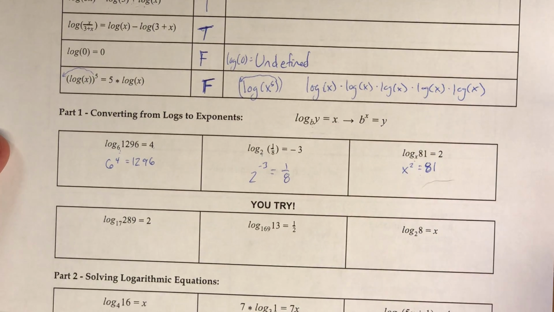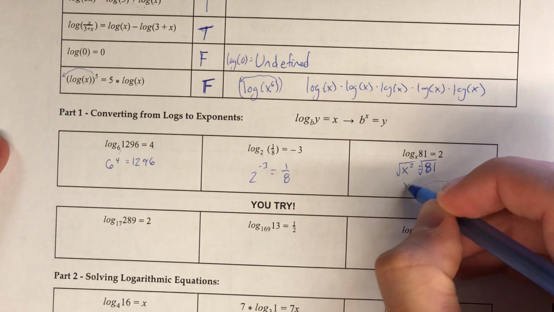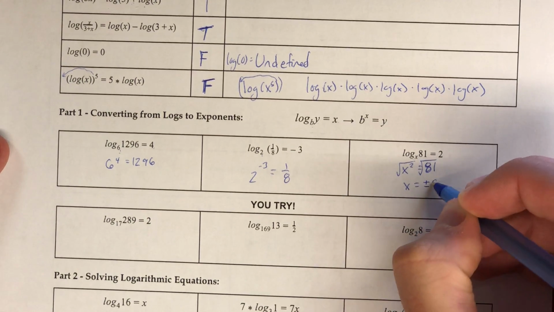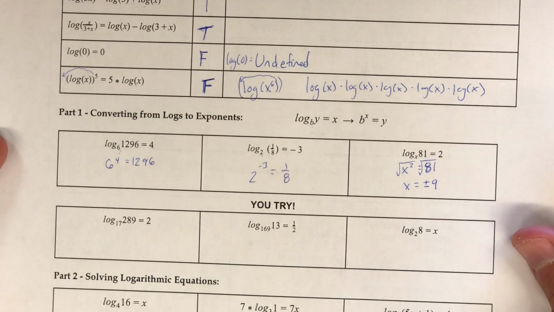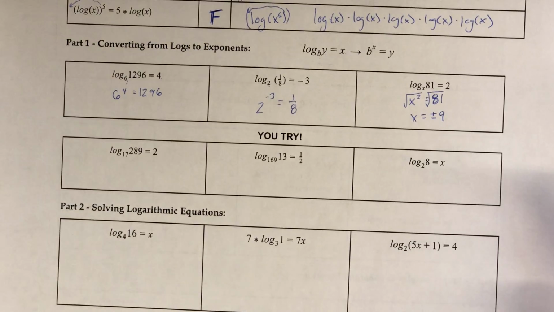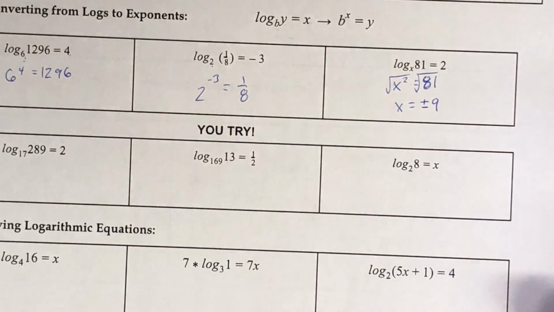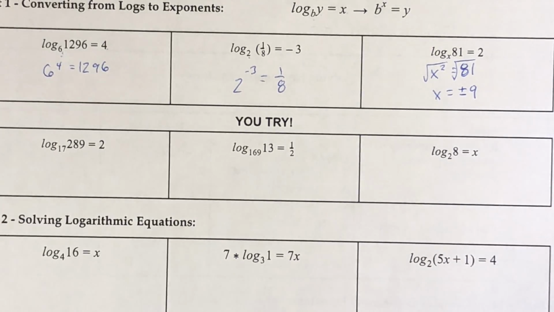Here, x to the power of 2 equals 81. This is a situation now where we can solve for x. Let's take the square root of both sides. We get x equals plus or minus 9. Remember, taking the square root, two answers, plus and minus. Okay, so converting from log to exponent. You've got 3 more. Give those a quick try. Pause the video, write them down, give them a go.